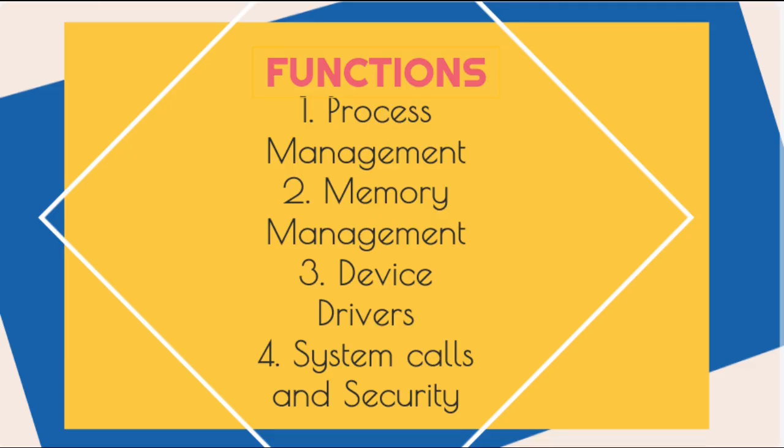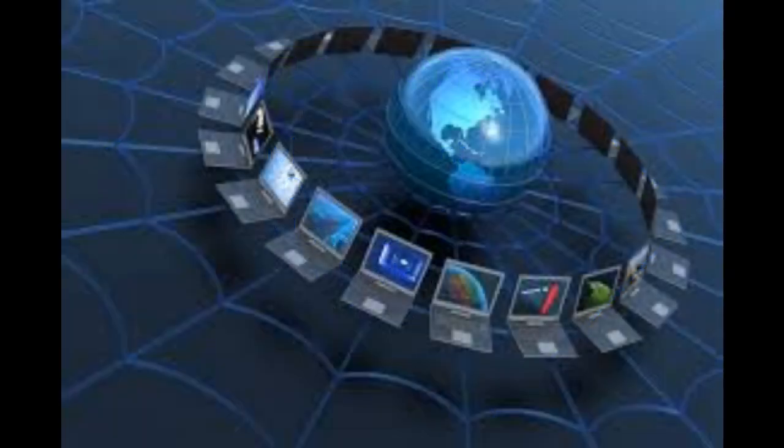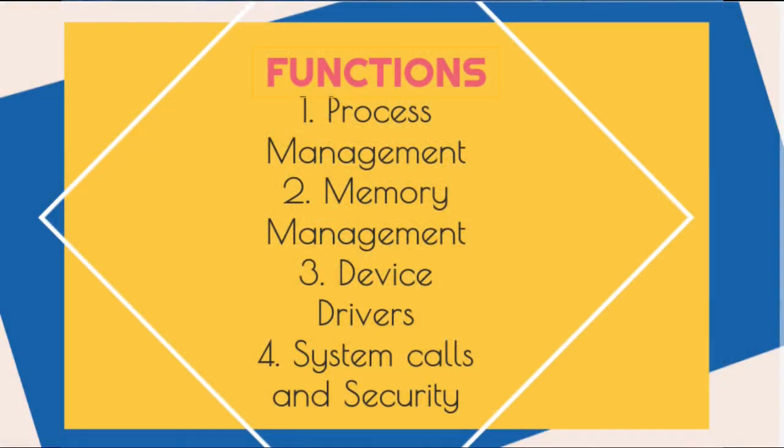What does the kernel do? The kernel has 4 functions. 1. Process management. It determines which processes can use the central processing unit, CPU, at what time and for how long. The kernel tries to optimize the usage of the processor so that it can complete tasks as quickly as possible. 2. Memory management. It keeps track of how much memory is used to store what and where.